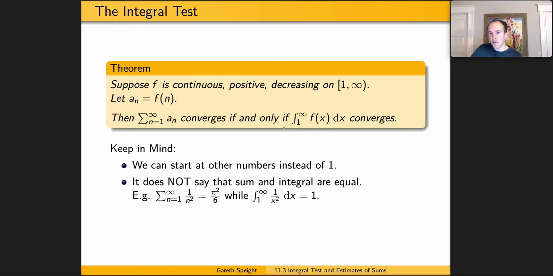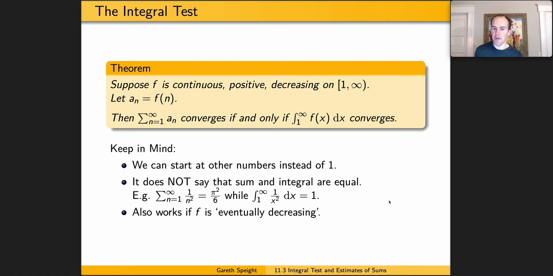This result is based off comparing the area of the rectangles and the area underneath the curve. In the simple pictures we draw, they are not the same areas, but one area lies beneath the other. So they are not the same, but at least it's telling us that one is finite if and only if the other is finite. For instance, the sum of 1 over n squared is pi squared over 6. This is not easy to show, but it can be shown. But the integral from 1 to infinity of 1 over x squared is just 1, which you could show quite easily. So the sum and the integral are not the same, but one is finite if and only if the other is finite.